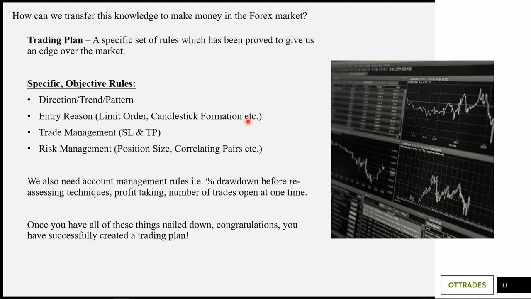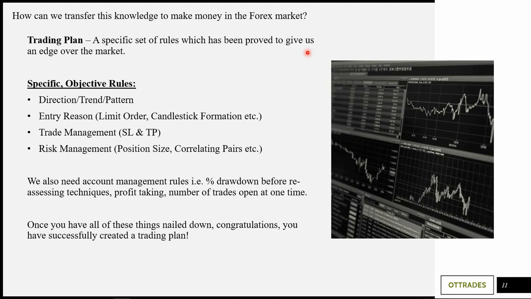I'm going to cover this later. So candlestick formation, if you remember back, we had that doji candle. There were others on there, the hammer, shooting stars, stuff like that. That might be a reason for entry. Or it could just be a limit order. So when price hits a specific level in the market, based on the previous ones, so based on either a pattern or trend or direction of the market, when price hits a certain level, we know that at that level, we expect price to either move higher or lower, depending on the order you've set.